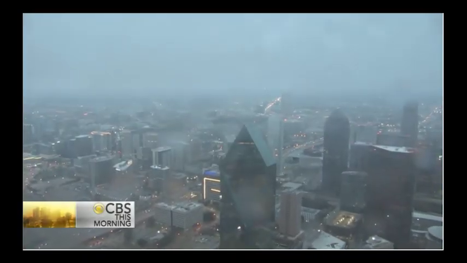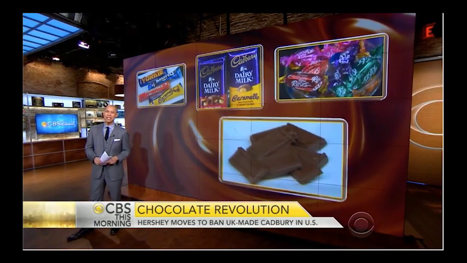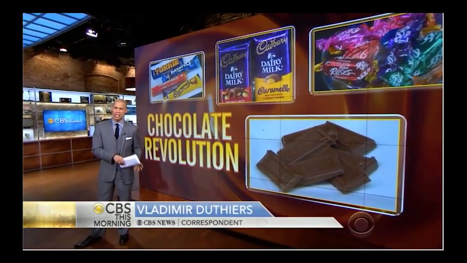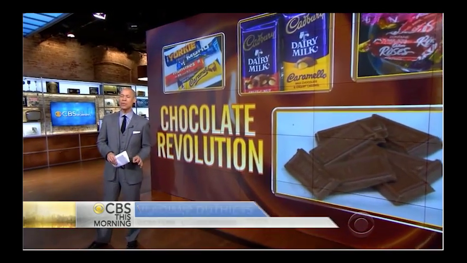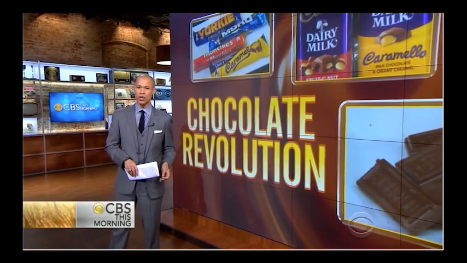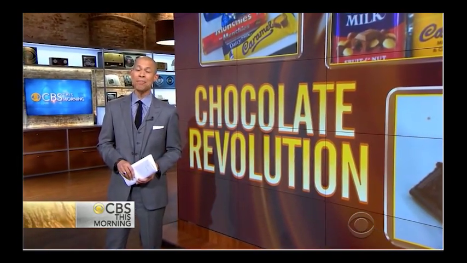Chocolate can be comforting in hard times, but if you turn to British chocolate for support, you might need to begin stockpiling fast. Vladimir Duthier is here looking at a looming ban. Vlad, good morning. Good morning. For more than 30 years, importers of British goods brought English Cadbury chocolate into the United States. But as a lawsuit between the American chocolate behemoth Hershey and the British importers draws to a close, fans of milky English bars of chocolate are anticipating a permanent dry spell.